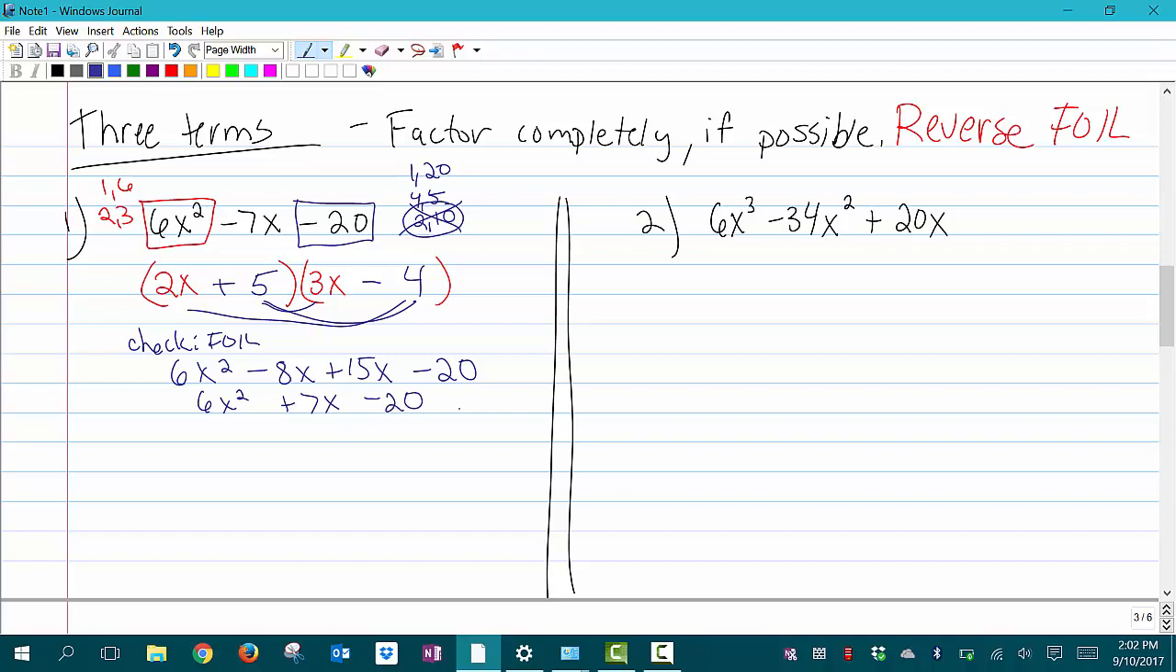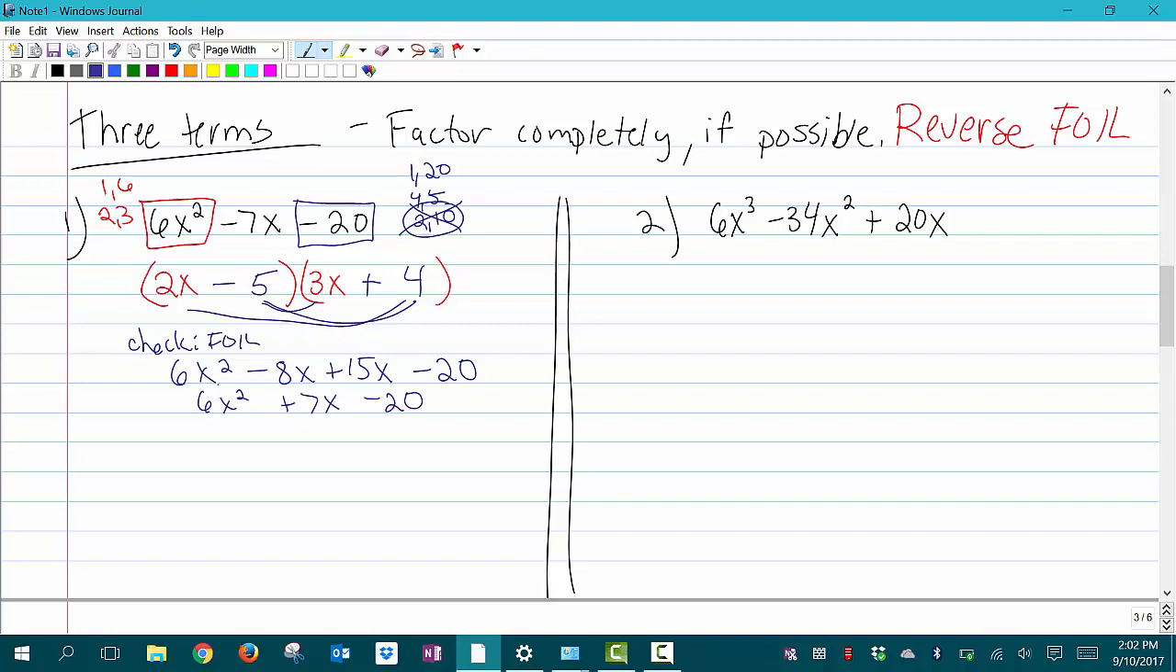Is that what we wanted? In the original polynomial that we were asked to factor, that was a negative 7x. If I get the right number but the wrong sign, I go back to my factorization and switch the signs. So I will have a negative 5 and then a positive 4.